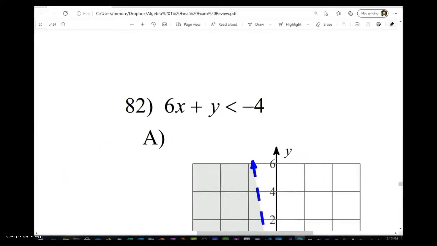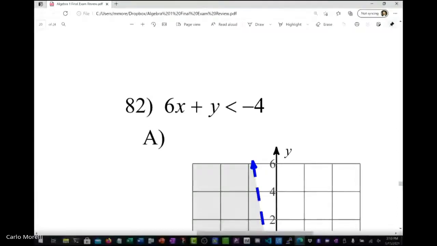Okay, and now number 82, 6x plus y less than negative 4. Before I even start the work, look at this equation or this inequality. Are we ever going to multiply or divide by a negative number? No. The only thing you have to look at is in front of the y. Since that's a positive, a plus sign right there, we're not going to multiply or divide by a negative. So that symbol, whatever it is, what is that symbol? It's a less than symbol. So we already know it's going to be a dashed line shaded below.